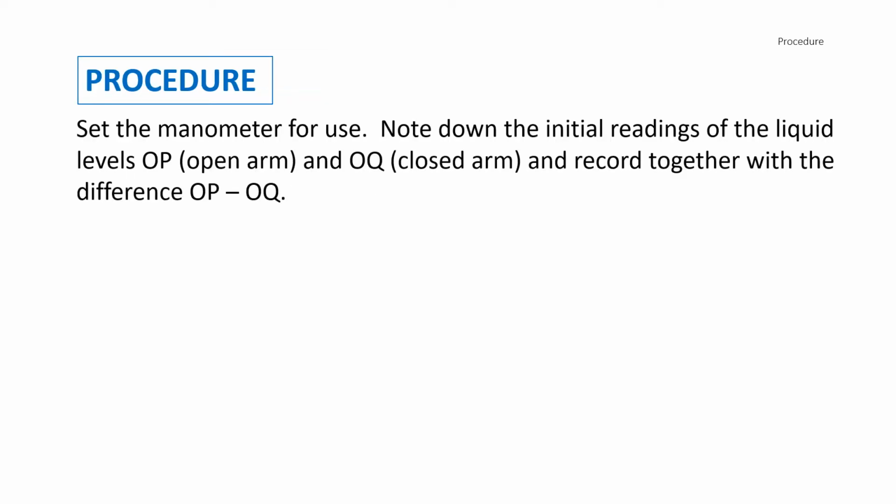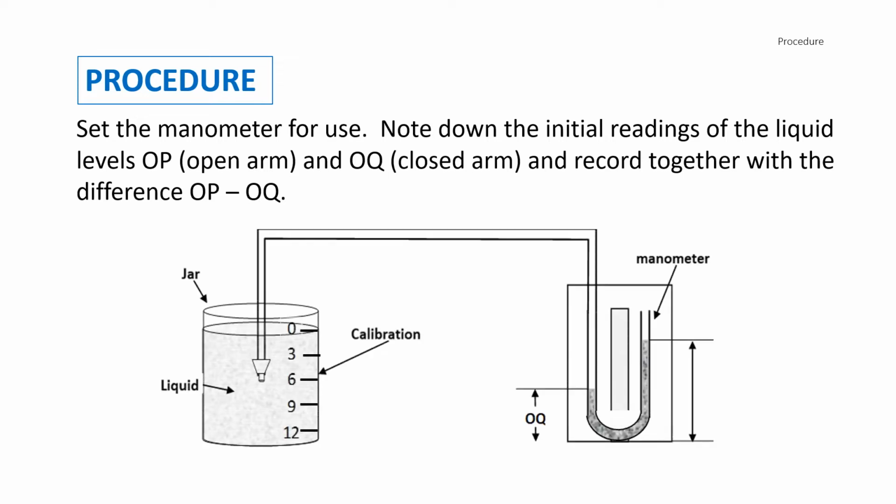The procedure to follow in this experiment: first, set the manometer for use. Note down the initial readings of the liquid levels, OP for the open arm and OQ for the closed arm, and record together with the difference OP minus OQ. This figure shows the setup, the manometer, the calibrated container, and the liquid. The heights OQ and OP.